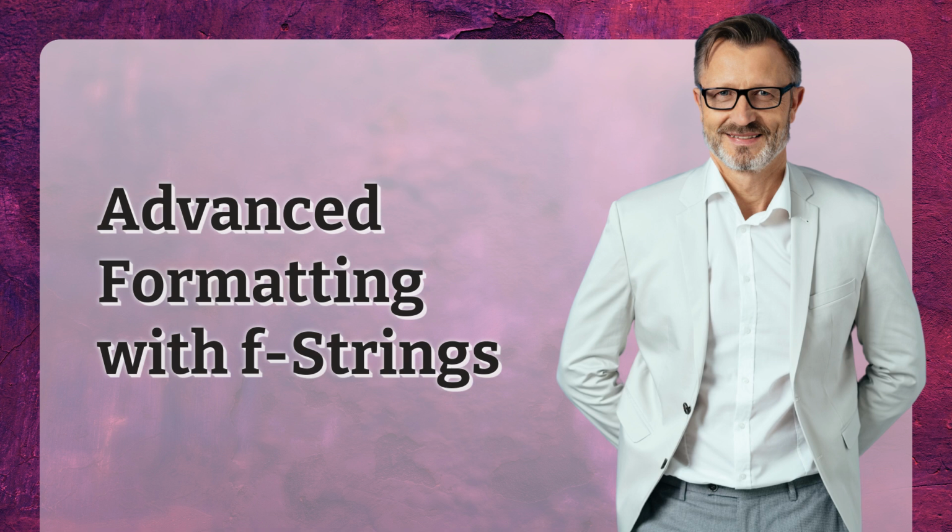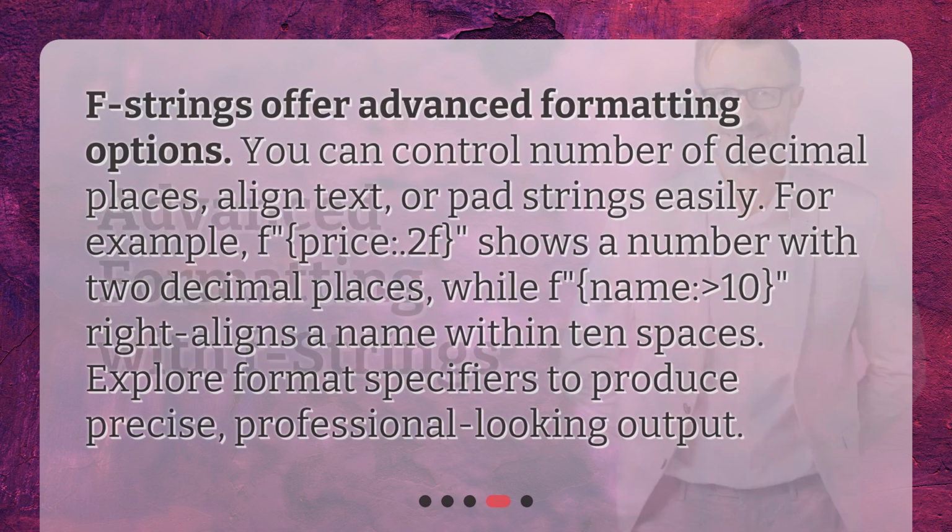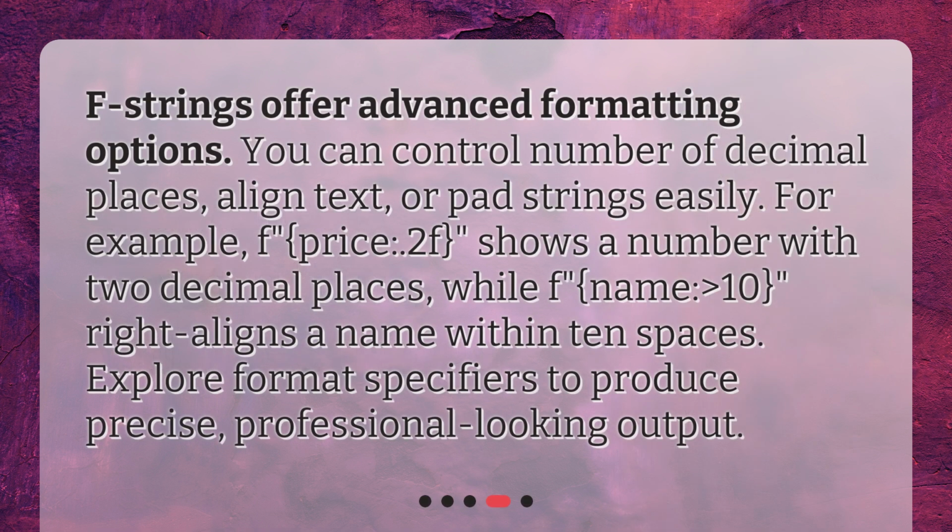Advanced formatting with f-strings. F-strings offer advanced formatting options. You can control the number of decimal places, align text, or pad strings easily. For example, f"{price:.2f}" shows a number with 2 decimal places, while f"{name:>10}" right-aligns a name within 10 spaces. Explore format specifiers to produce precise, professional-looking output.